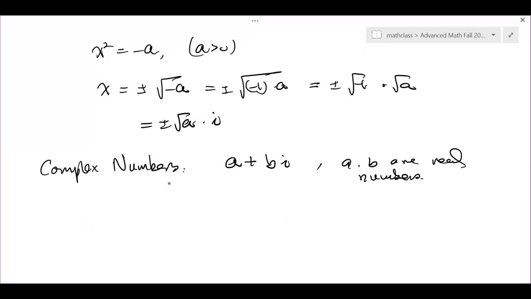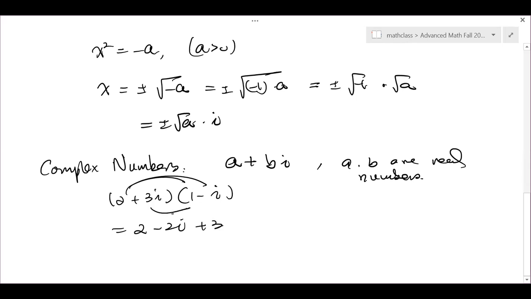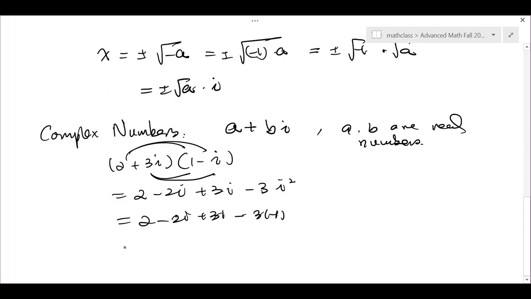a plus bi. For example, 2 plus 3i times 1 minus i. 2 times 1 is 2, 2 times -i is -2i, plus 3i, and here -3i squared. Now i squared should be replaced by what? By -1. So it's 2 minus 2i plus 3i minus 3 times -1. And then 2 plus 3 is 5, and plus i. So the product of these two complex numbers gives you another complex number in the same form.